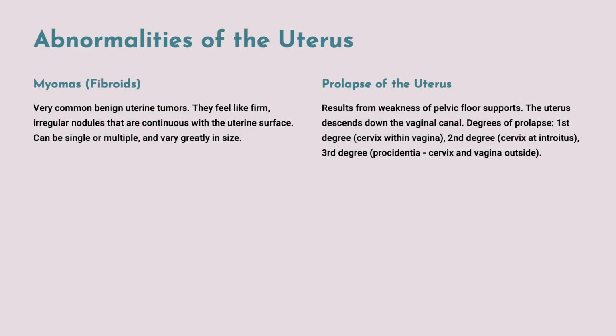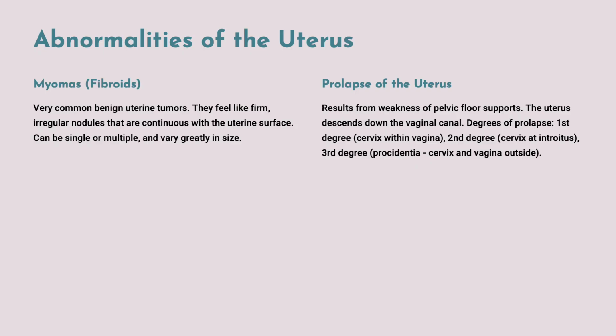For abnormalities of the uterus, you could have tumors. The most common benign tumor is a myoma, also known as a fibroid. They feel like a firm, irregular nodule continuous with the uterine surface. Maybe you see this in some women in your community. The Filipino colloquial term for them is mapuson. So the women who are mapuson may have a benign tumor, usually a myoma, also known as a fibroid.